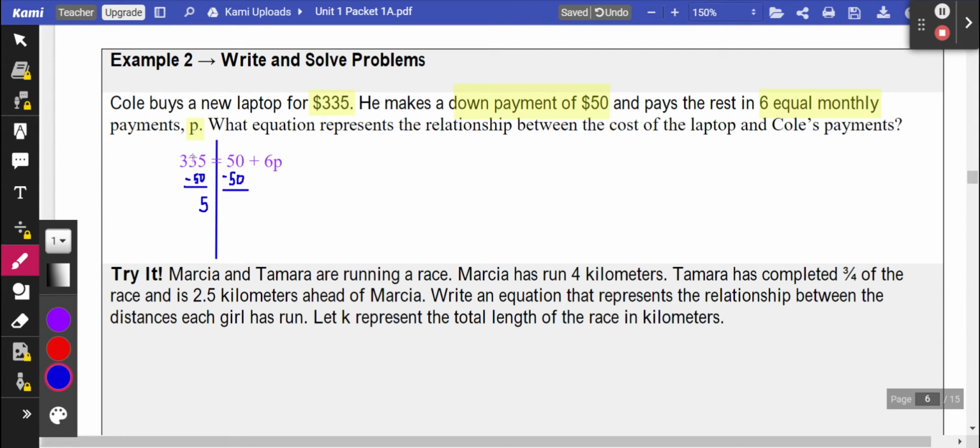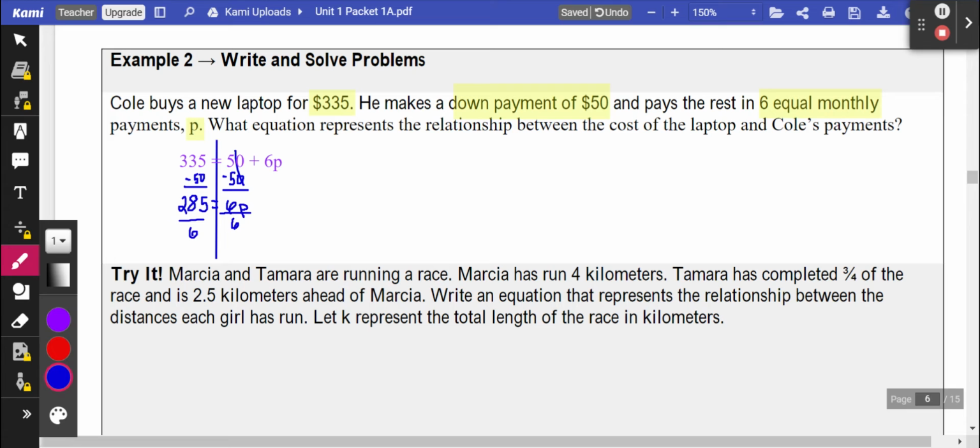So if I subtract that from 335, I get 285. The 50s cancel, and that equals 6P. To get rid of the 6, since it is right next to the P, that means they're being multiplied. The opposite of that would be to divide. So I'm going to type that in my calculator.